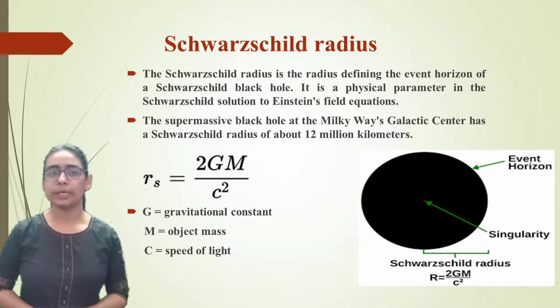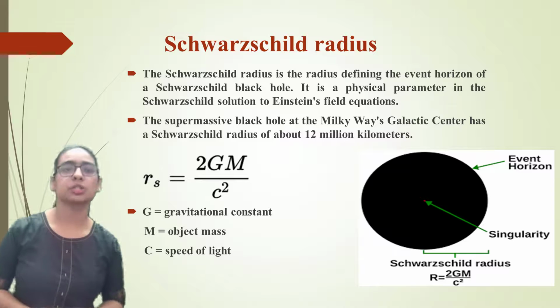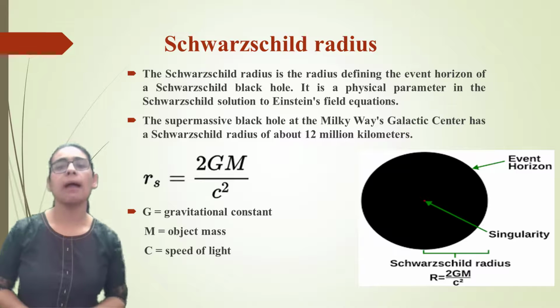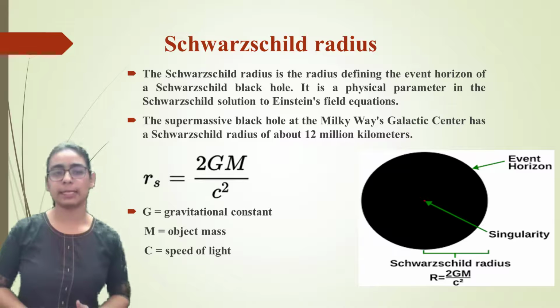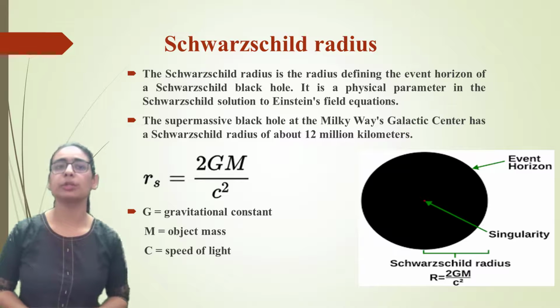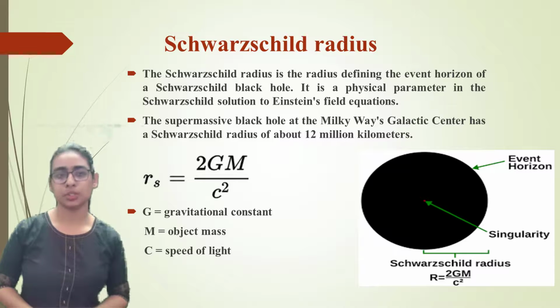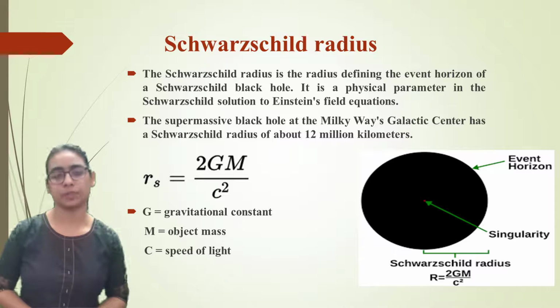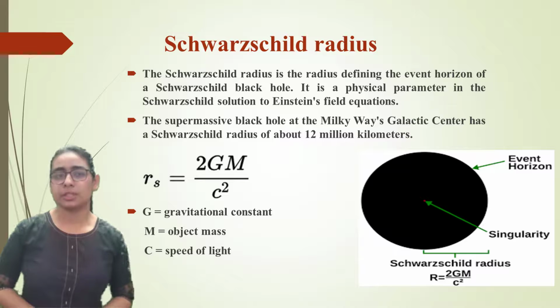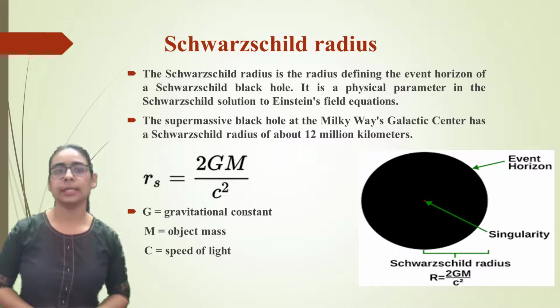In case of a body with a constant mass density, the Schwarzschild radius is proportional to its mass and thus to its volume. The supermassive black hole at the Milky Way galactic center has a Schwarzschild radius of about 12 million kilometers. Schwarzschild radius is linearly related to mass, and the enclosed volume corresponds to the third power of the radius. The average density of the volume enclosed in the event horizon of most massive black holes is lower than that of Earth's main sequence stars.